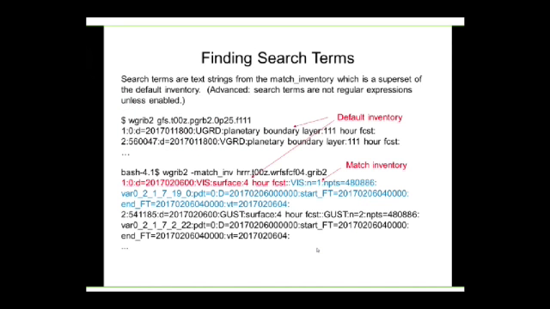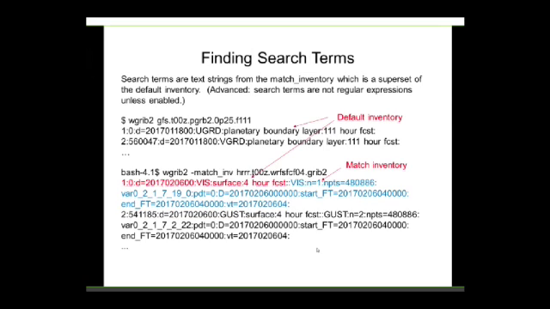Most people are used to the default inventory of wgrib2. As you can see, you get a line. These are actually the search terms you will use. For example, you say 111th hour forecast. This is what most people will use.